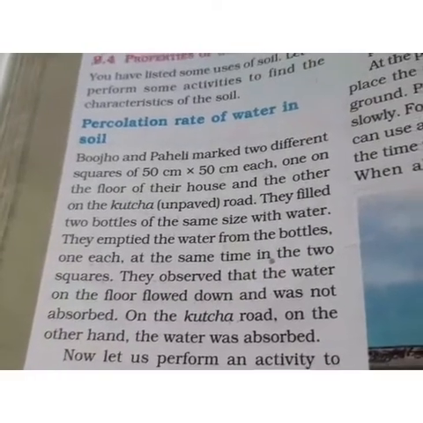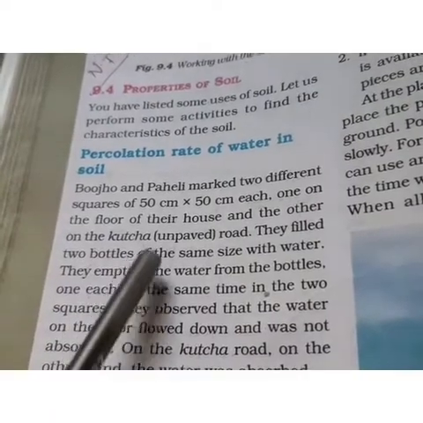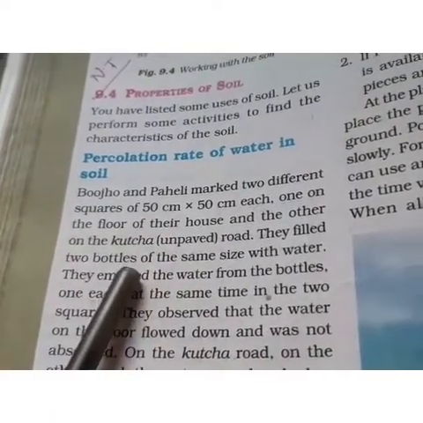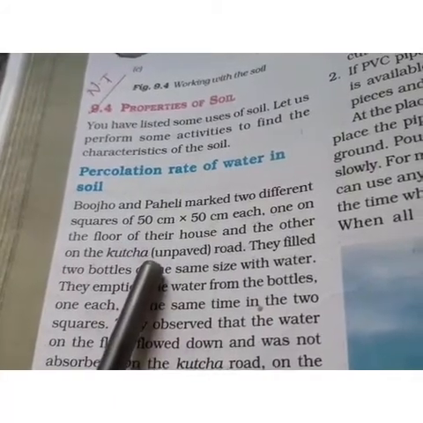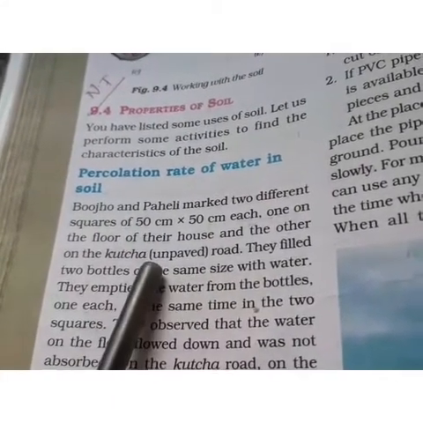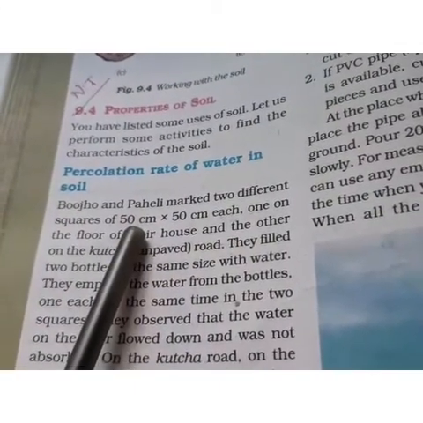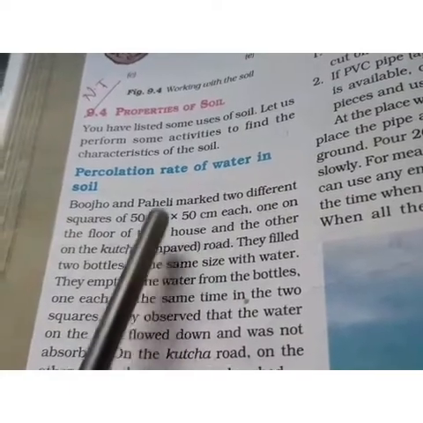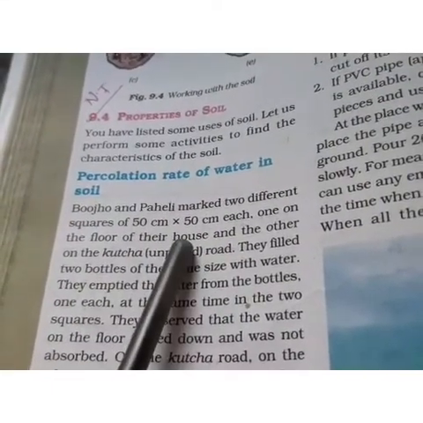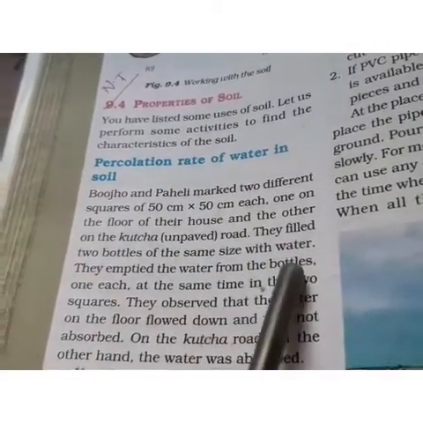Here there is an activity in which two different soil samples are taken, one from the floor of the house and the other from the roadside. Means the kacha part on the side of the road, from there one soil sample was taken, and one from the soil around the house, and an area of 50 by 50 centimeters was marked, and they filled two bottles of the same size with water.